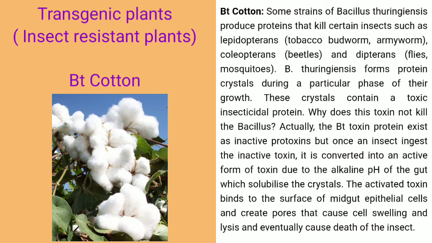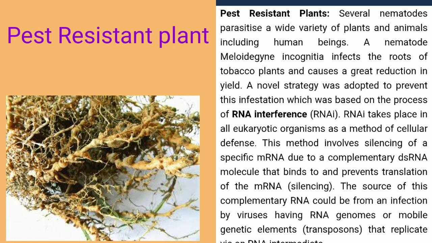So let's discuss one more pest resistant plant. Here it is about the tobacco plant. As you know, tobacco plants are attacked by a nematode called Meloidogyne incognita, and it causes infection of the roots of the tobacco plant. Now there are two approaches to control the pathogen. One approach is that the cellular defense process that exists in the plant is utilized. So that is already present in the plant.